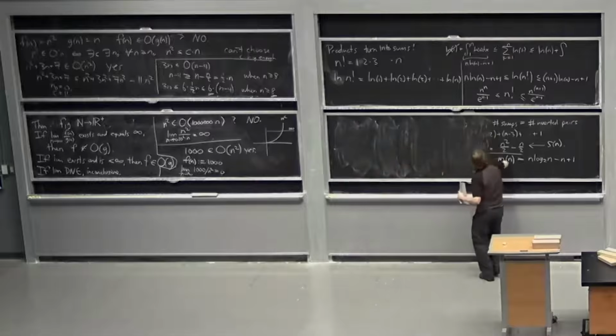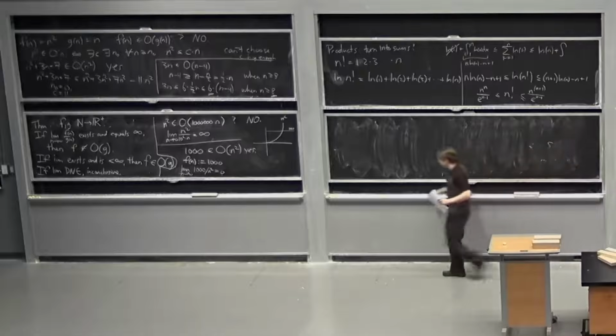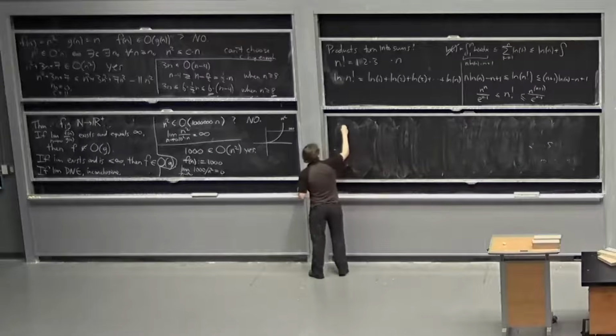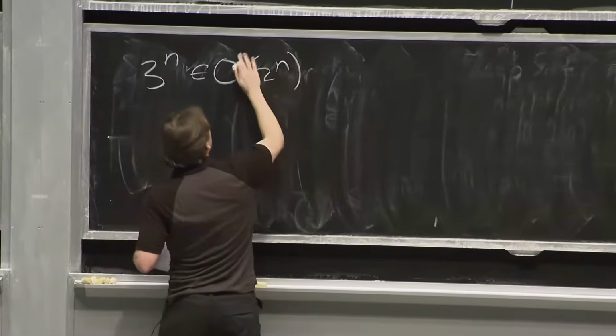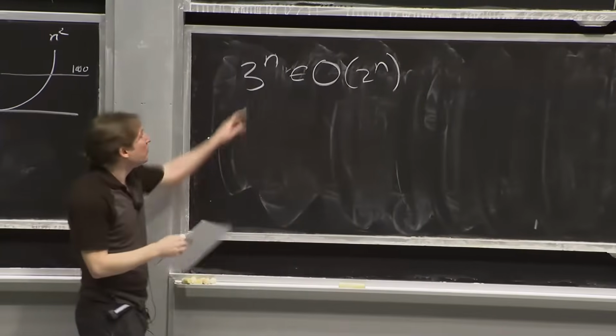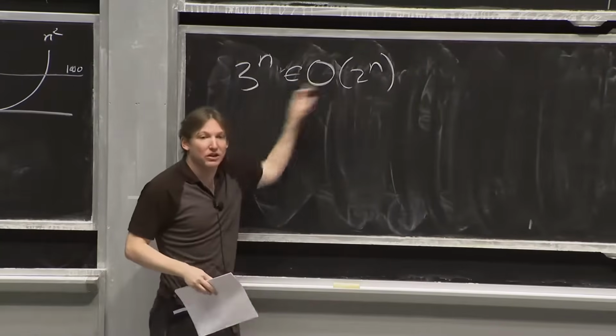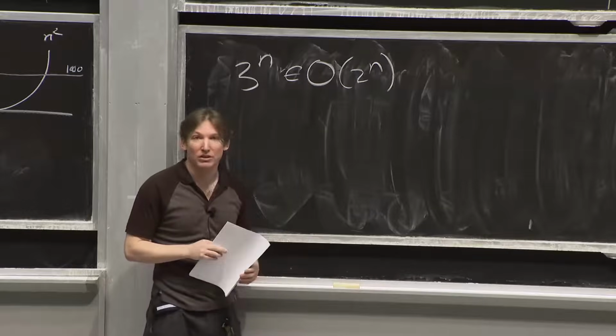We're trying to be permissive with constant factors, right? So is it true that 3 to the n is big O of 2 to the n? If constant factors don't matter, then maybe I should be able to change this constant to a different constant, and it won't really change, according to big O. Is this true?